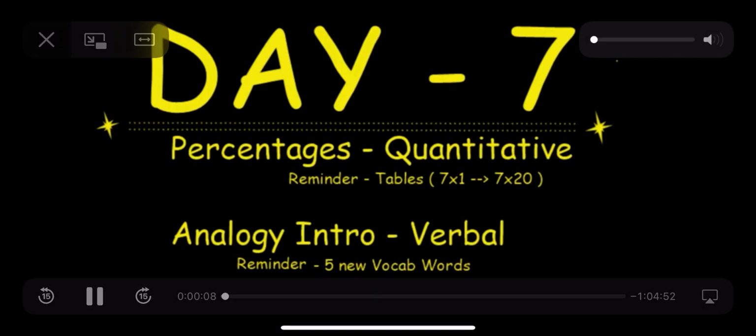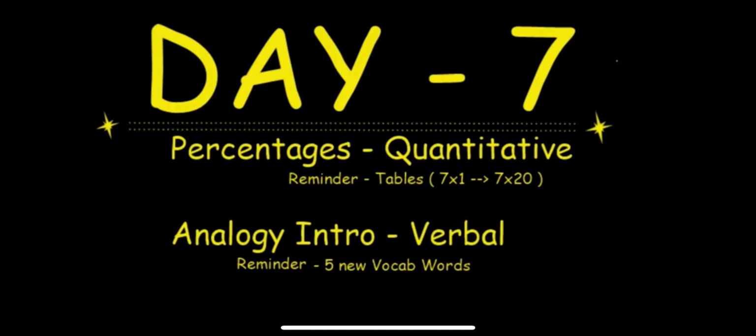We're entering day 7. Two of our tasks for today is to cover the topic percentages. That's what we would be covering as far as the quantitative is concerned. And I would like to remind you that we're also going to be doing one table every day. So we've done the tables all the way from 1 to 6. We're going to be doing the table of 7 today, 7 times 1 all the way through to 7 times 20. That's it for the quantitative part.